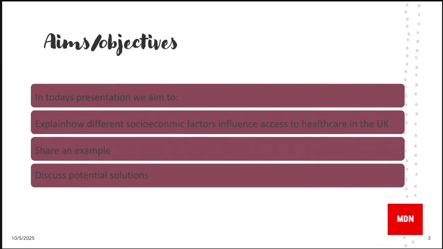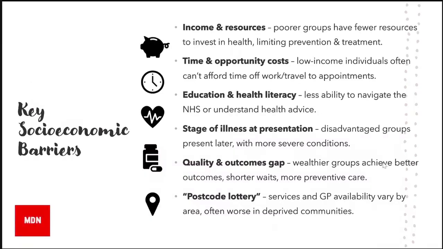So, what are our aims and objectives? In today's presentation, we aim to explain how different socioeconomic factors influence access to healthcare in the UK. We're going to share an example and discuss potential solutions. Key socioeconomic barriers include income and resources, time and opportunity costs, education and health literacy, stage of illness at presentation, and outcomes gap, and a concept known as postcode lottery.